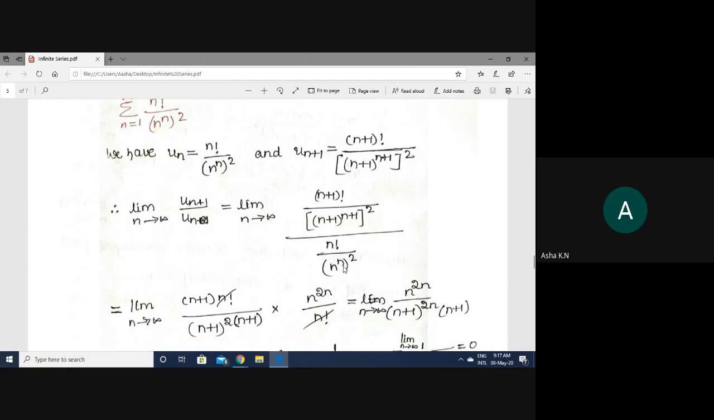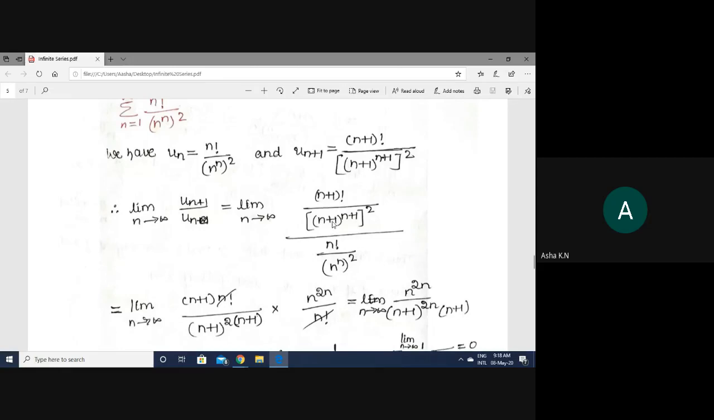Now, term by term, n plus 1 factorial can be written as n plus 1 into n factorial. Like if you have 10 factorial, it can be written as 10 into 9 factorial, right? Similarly, if it is 5 factorial, 5 into 4 factorial. Similarly, n plus 1 factorial I have written as n plus 1 into n factorial. Denominator: n plus 1 power n plus 1 whole square. This is like x square whole power n, which you can write as x power 2n.